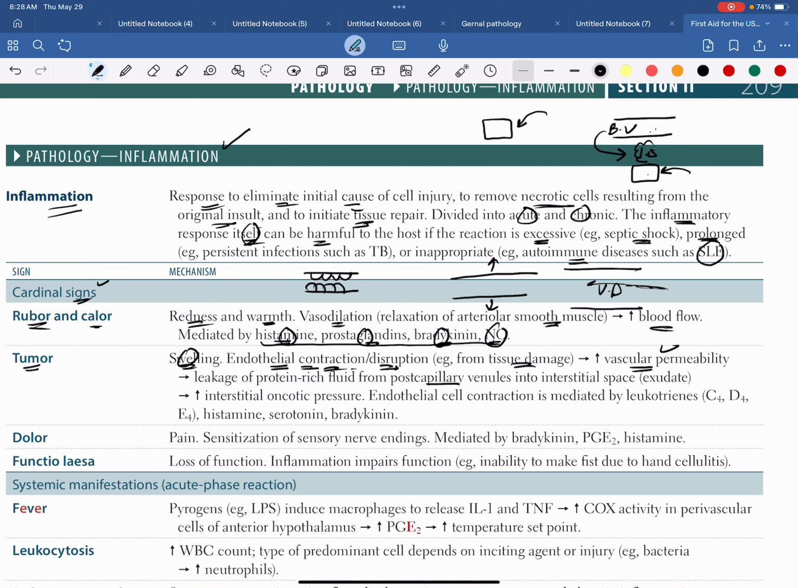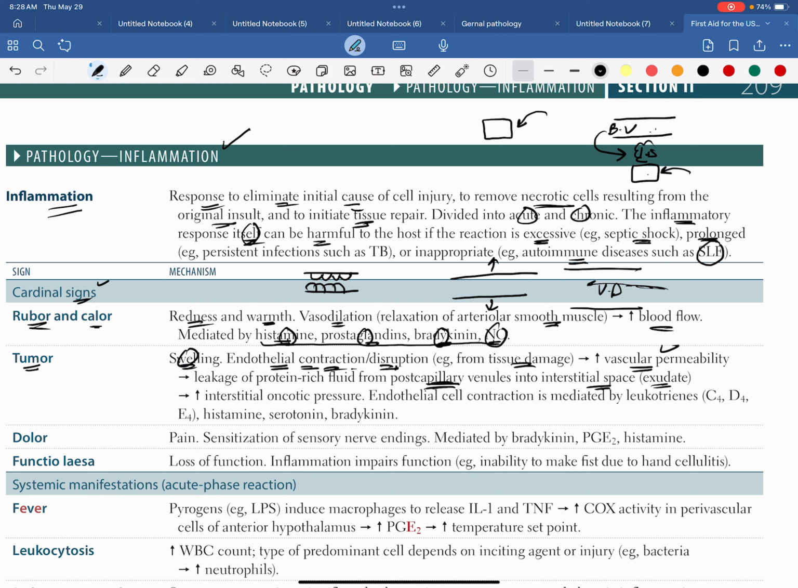The postcapillary venules. These are the sites from which the fluid is going to leak into the interstitial space, because it is an inflammatory reaction, and during the inflammatory reaction the fluid is going to be protein rich. The fluid which is protein rich is called exudative fluid. So this is the important point.